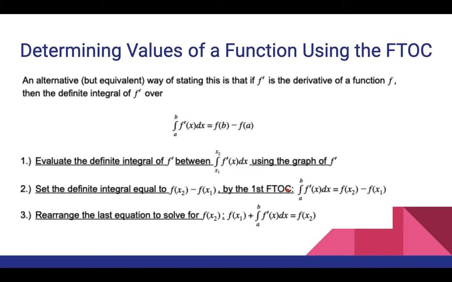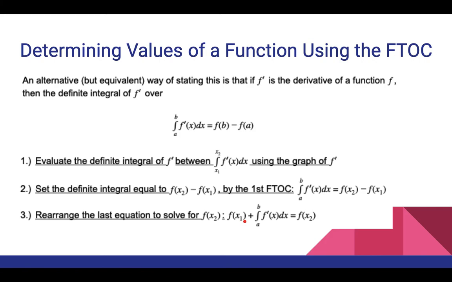As a result of the first fundamental theorem of calculus, we know that the definite integral of f prime is going to be equal to the change in f. And then lastly, we'll rearrange the last equation to solve for f of x2, if we're trying to determine what f of x2 is. Which means in this case, we're going to add f of x1 to both sides.